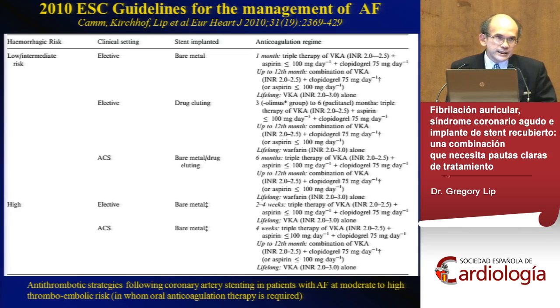it depends on bleeding risks as defined by the HAS-BLED score and the ESC guidelines, depends on the type of stent, whether it's the bare metal or drug-eluting stent, in relation to the duration of triple therapy in the immediate post-PCI or ACS setting. And this is for the AF patients who require anticoagulation therapy. So three things: bleeding risk, type of stent, acute or elective presentation.